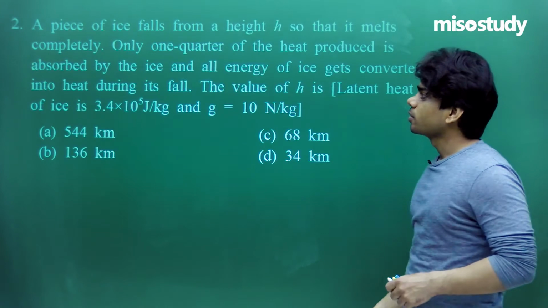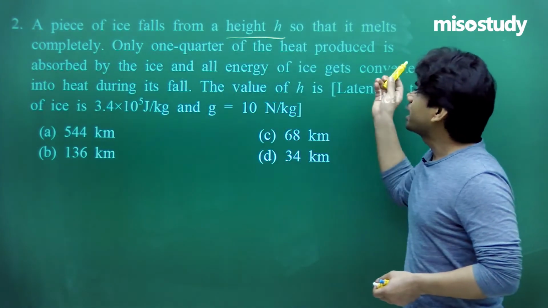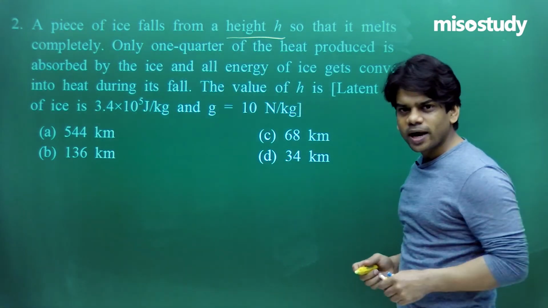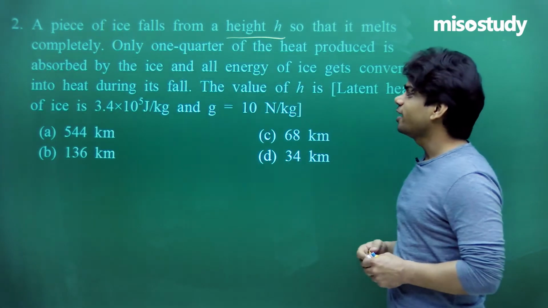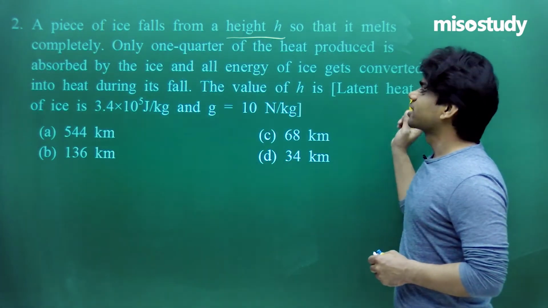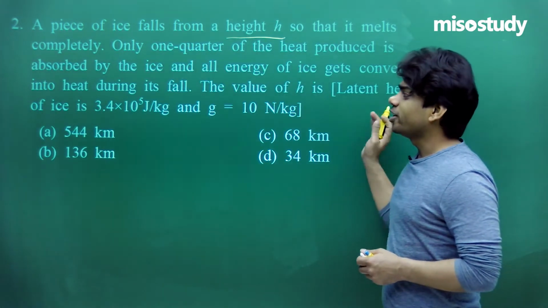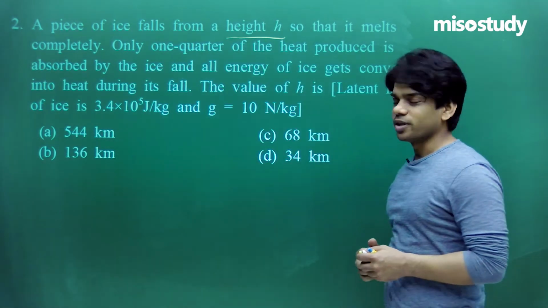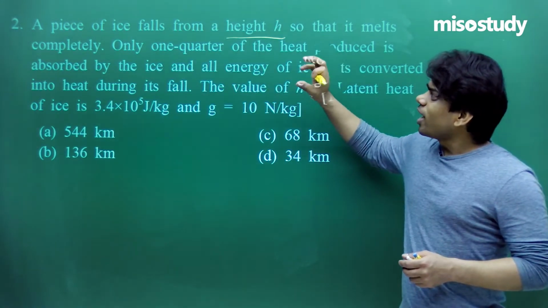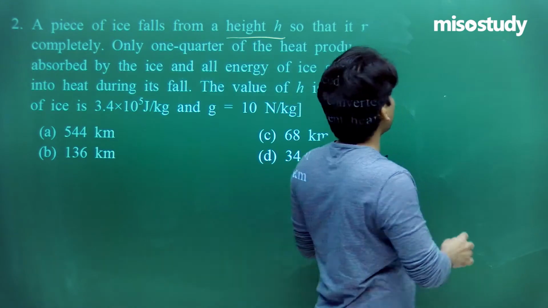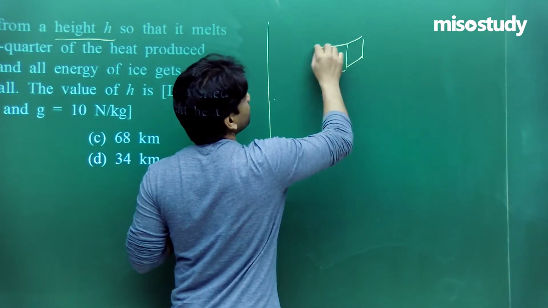Question number 2. A piece of ice falls from a height h so that it melts completely. Only 1/4 of the heat produced is absorbed by the ice, and all energy of the ice gets converted into heat during its fall. The value of h is to be found; latent heat of ice is this much, and g equals 10 Newton per kg. See that it's given that a piece of ice falls from a height h. You see what's happening: there's a piece of ice, and it falls through a height h.